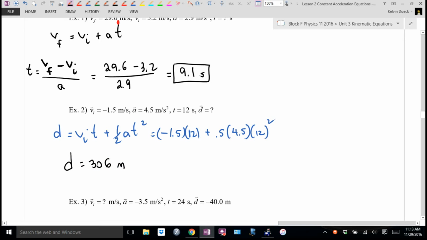Is that okay, Leah? Technically, how many sig figs should I go to in this question? 2. So I'll write down here 300 or 310 meters. I'd take both. I'd take both.